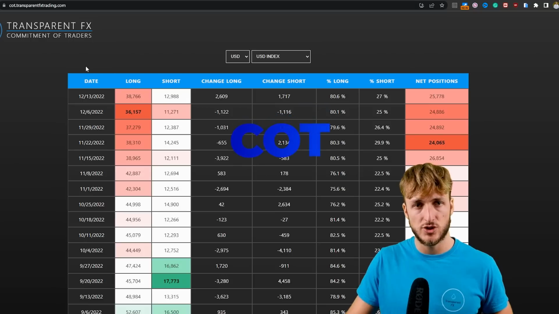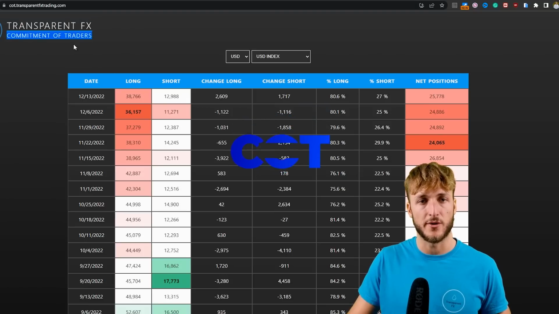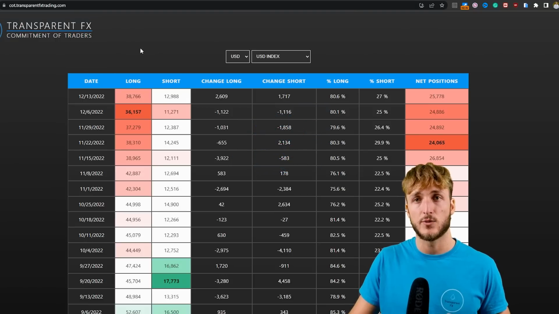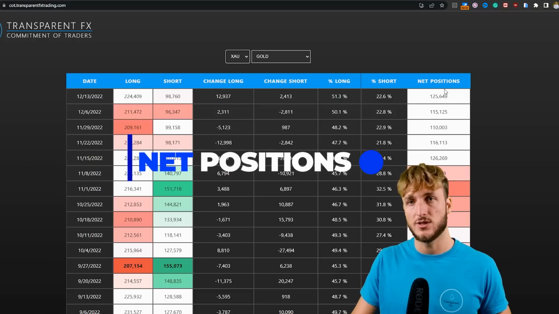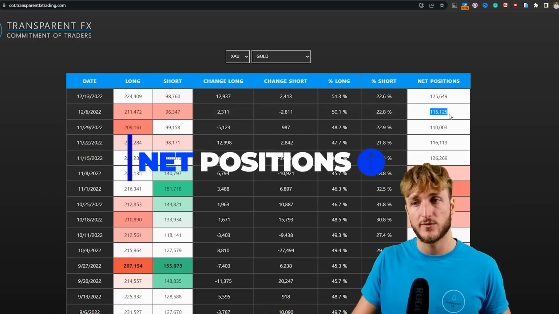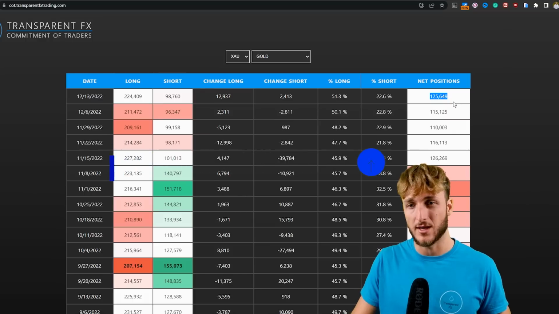Now, if we go and see what we have when it comes to the commitment of traders, so the COT data, which is what the non-commercials, so the biggest speculators in the market are doing, and we check the data for gold, what we can see is that with the last report, we have seen once again an increase in net positioning. We went from 115k to 125k net positions.